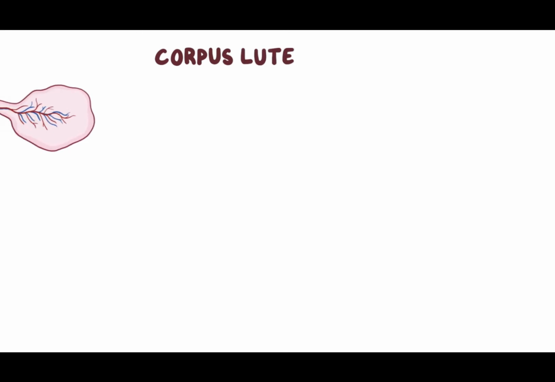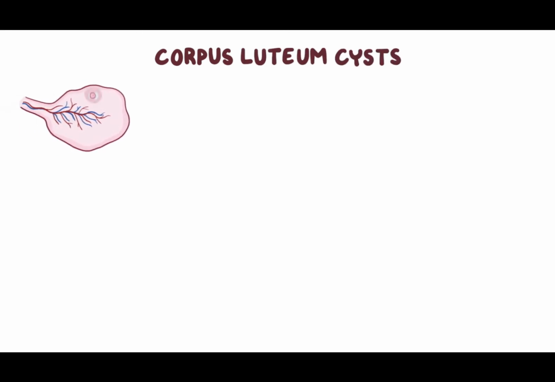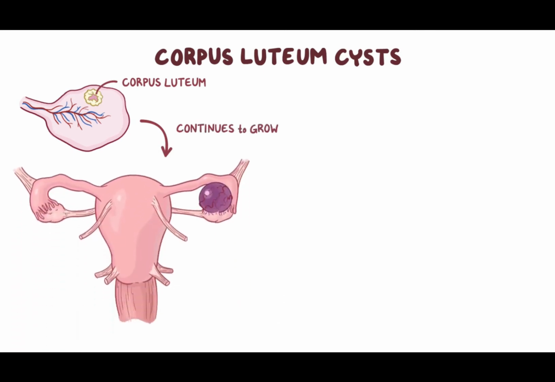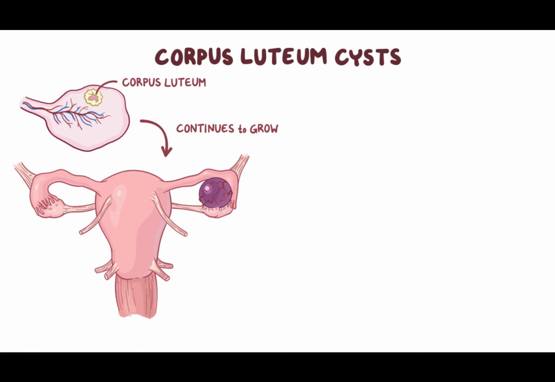Next, there are corpus luteum cysts. Normally, after ovulation, the follicle remnants become the corpus luteum, which regresses during the luteal phase. If instead of regressing, the corpus luteum continues to grow, then the arteries nourishing it can rupture and hemorrhage into the cyst. So corpus luteum cysts are also called hemorrhagic cysts.